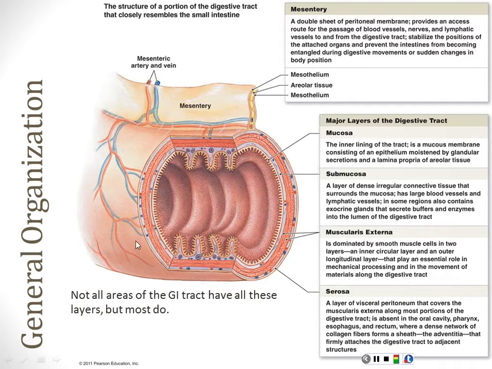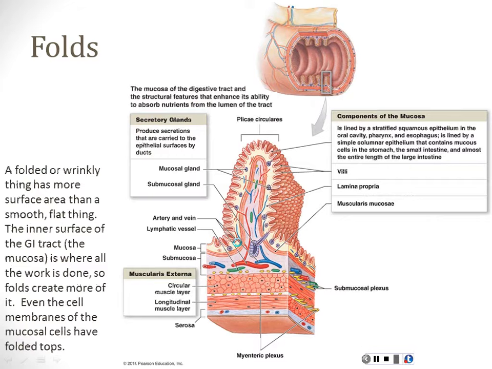And then the whole tube for the small and large intestine hangs from the back of the abdominal wall by this sheet called the mesentery, which I have better pictures of later. Okay, so we have mucosa, submucosa, the muscularis layer, and then the serosa. Like I say down here, not all areas of the GI tract do, but foot for foot, most do, as we'll see as we go. All right, so more on those folds.